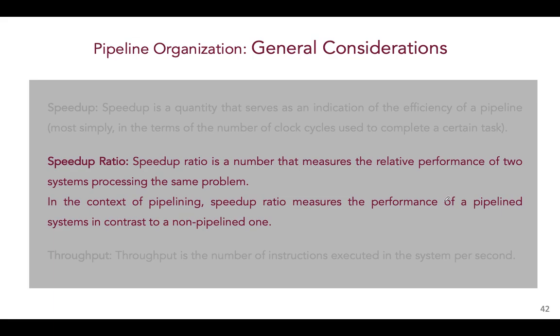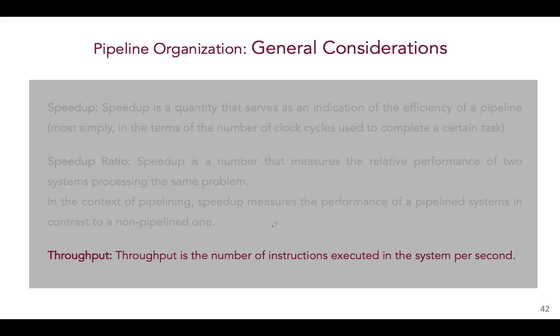Then comes speed up ratio. Speed up and speed up ratio are very closely related to one another. Speed up ratio is a number that measures the relative performance of two systems processing the same problem. So naturally, in the context of pipelining, speed up ratio measures the performance of a pipeline system in contrast to a non-pipelined one. Again, these concepts will become clearer when we take a look at some numericals.